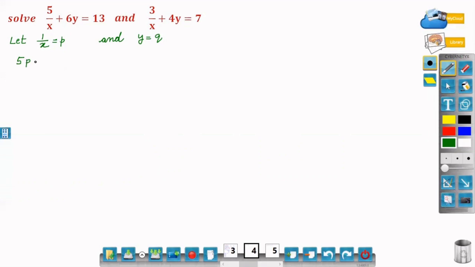Now the first equation becomes 5p + 6q = 13, and the second equation becomes 3p + 4q = 7. Now we got two equations. Write them as equation 1 and equation 2. Now solve these two equations by the elimination method. 5p + 6q = 13, 3p + 4q = 7.